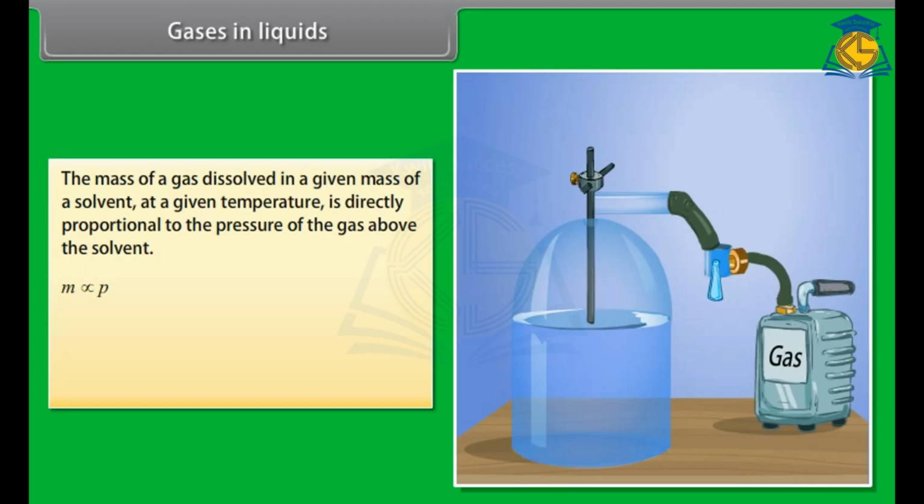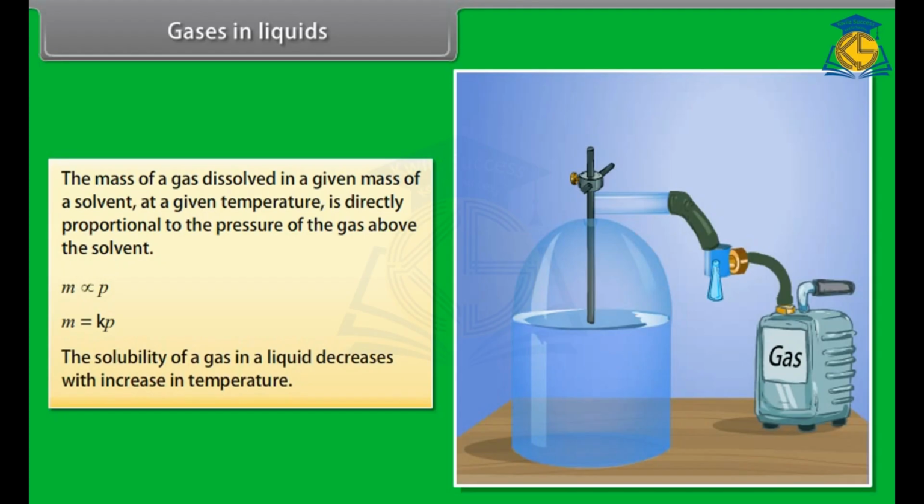M is directly proportional to P. M is equal to Kp. The solubility of gas in a liquid decreases with increase in temperature.